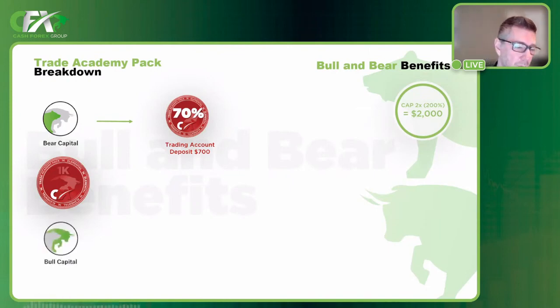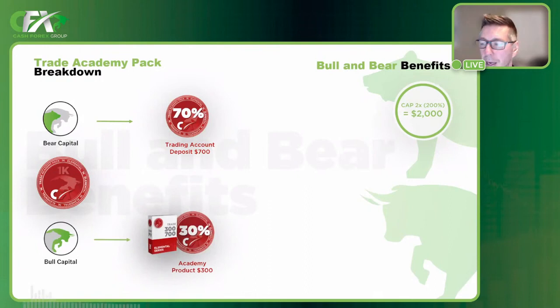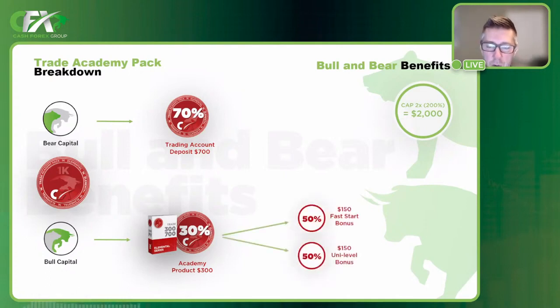On the bottom side of the screen, you can see bull capital. That's the remaining 30% of the value of your trade package. 30% of $1,000 is $300, and that offers bonuses that are split 2 ways. One of them is a fast start bonus and the other is a unilevel, which is why it says 50% and 50%. In other words, 100% of that digital product sale, that is the Academy, is going to members. None of that is going to the company.